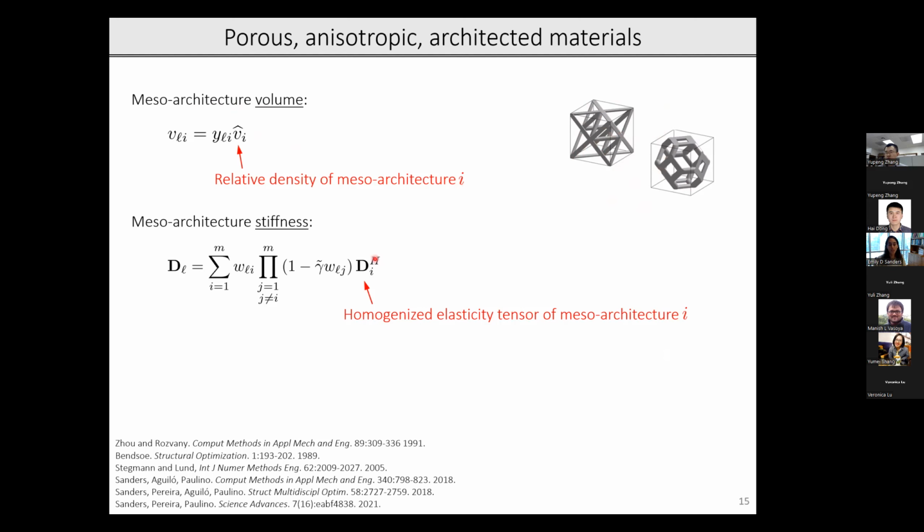And then when we compute the stiffness, since these things are no longer isotropic, they're no longer characterized by just Young's modulus and Poisson's ratio, we're going to interpolate the entire constitutive tensor of the architectures. So we pre-compute a homogenized elasticity tensor of each of our architected materials, and then we interpolate those elasticity tensors to prevent material mixing, okay?